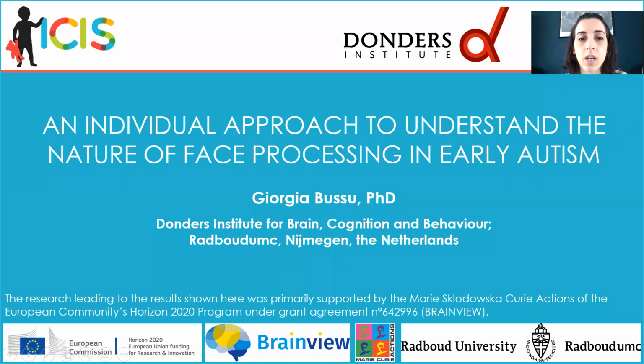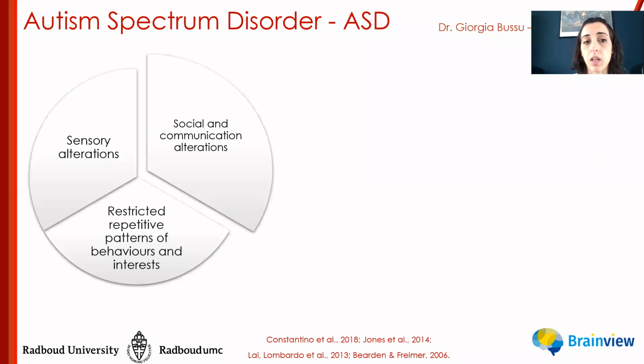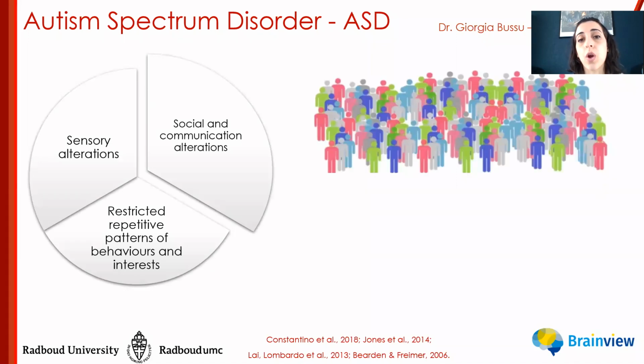Good afternoon, everyone. Today I will present some work from my PhD focusing on the investigation of face processing in emerging ASD. And like my colleagues in this symposium, I will focus on the social and communication domains of autism. Although autism is usually treated as a unitary category, it is rather heterogeneous. And this high level of individual variability is evident both in terms of clinical manifestations and biological underpinnings.